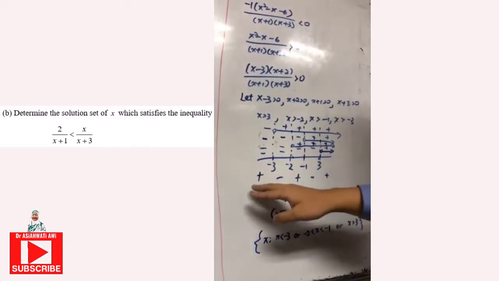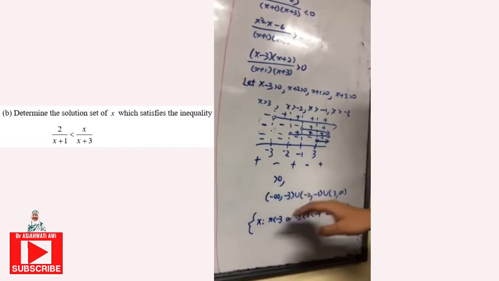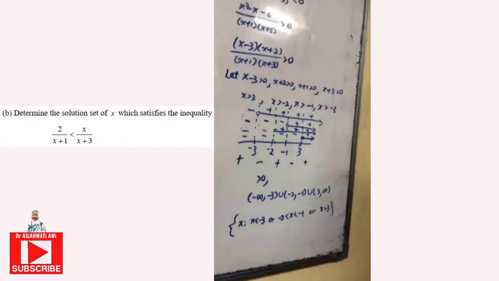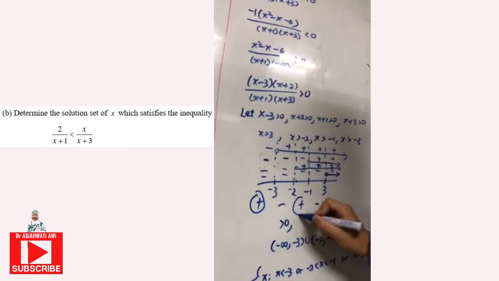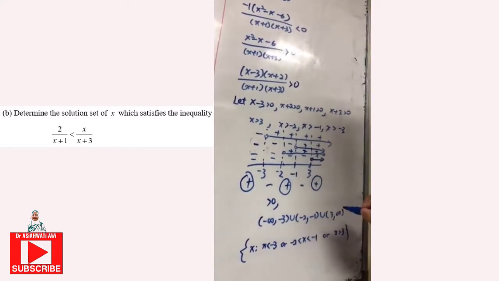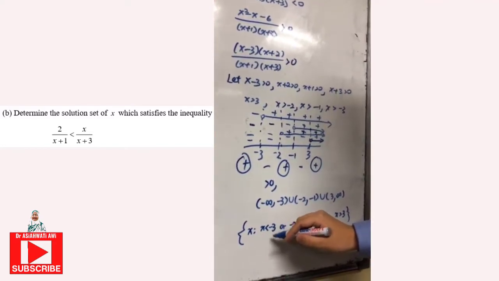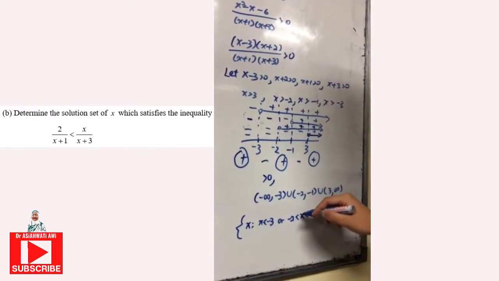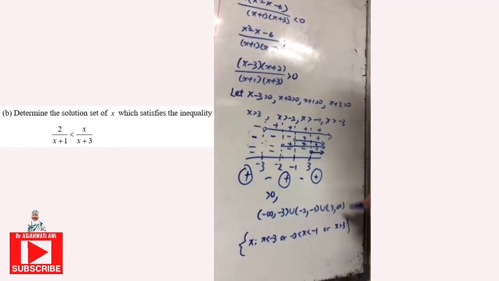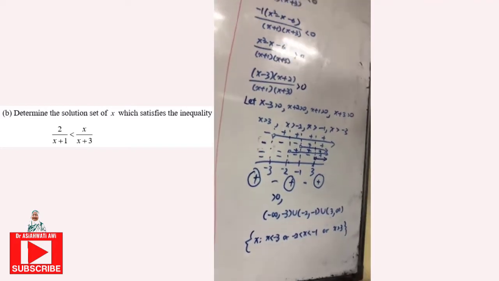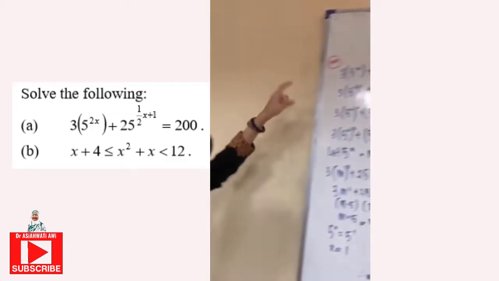The question says greater than 0, so we take the positive parts, these 3 parts, and we get the solution set: x less than negative 3, or x is between negative 2 and negative 1, or x is greater than 3. Okay. Very good.